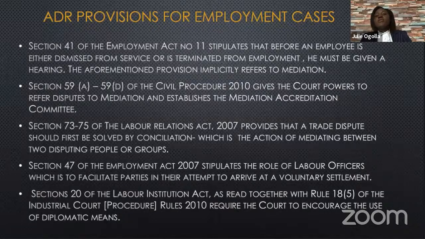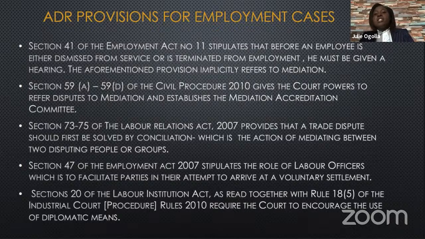Also, if you look at sections 73 to 75 of the Labor Relations Act, we are seeing that trade disputes should first be solved by conciliation, okay? You've seen how there are various trade unions, of course, the popular one in Kenya being COTU. Conciliation is the action of mediating between two disputing people or groups. We've seen, for example, when the doctors are up in arms, people quickly try to mediate and bring the doctors to the table before the matter is settled in court. We've seen the same for the teachers and the lecturers. So trade disputes are first solved by conciliation.